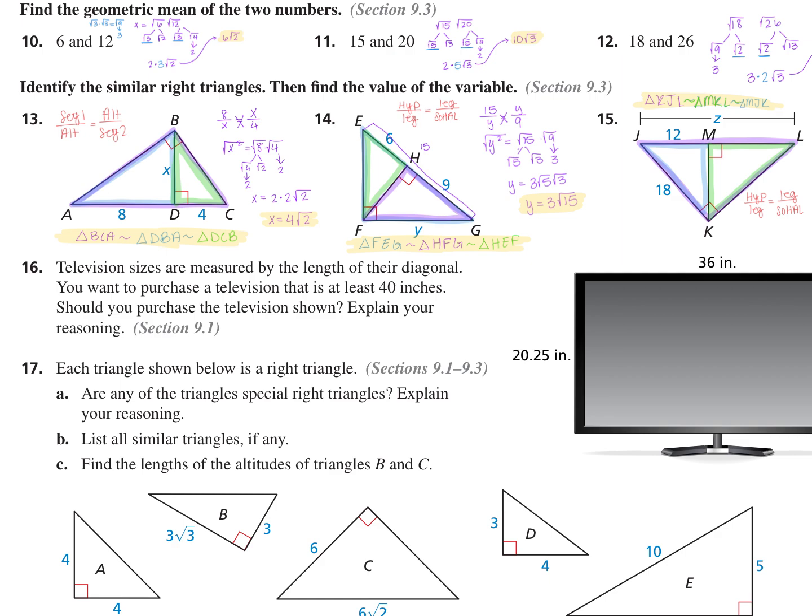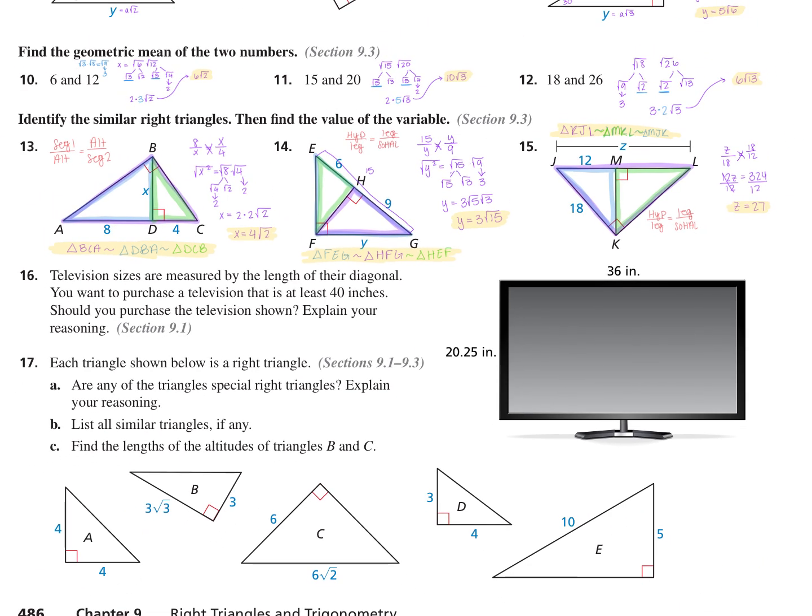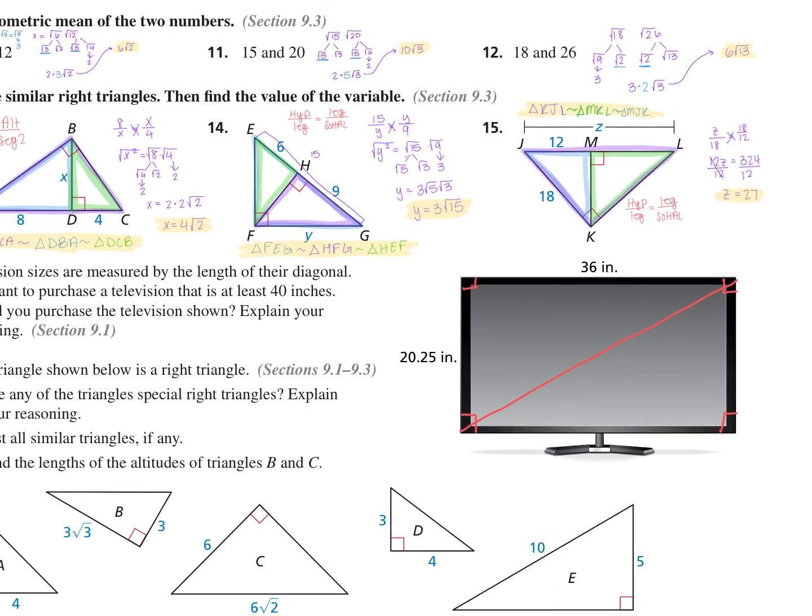It says television sizes are measured by the length of their diagonal. You want to purchase a television that is at least 40 inches. Should you purchase the television shown? Explain your reasoning. So, yes, this is a rectangle. However, we don't know if it's a special right triangle after I make my diagonal. So here's my diagonal. Yes, all of these angles are 90 degrees, but we don't know if it's a 30-60-90, and we know for sure it's not a 45-45-90.